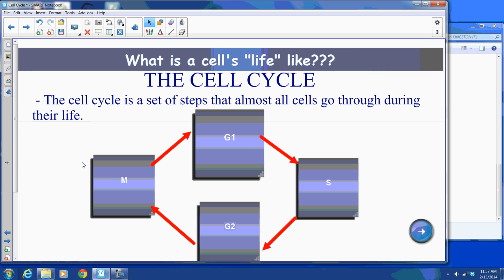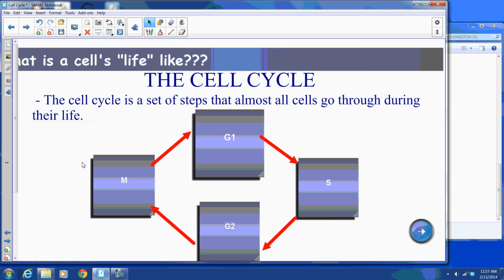All right, guys, today we're going to continue on with our discussion of cells by looking at the different stages that a typical normal cell goes through from the time that it's formed until the time that it actually divides into newer cells. And we call that set of stages the cell cycle.